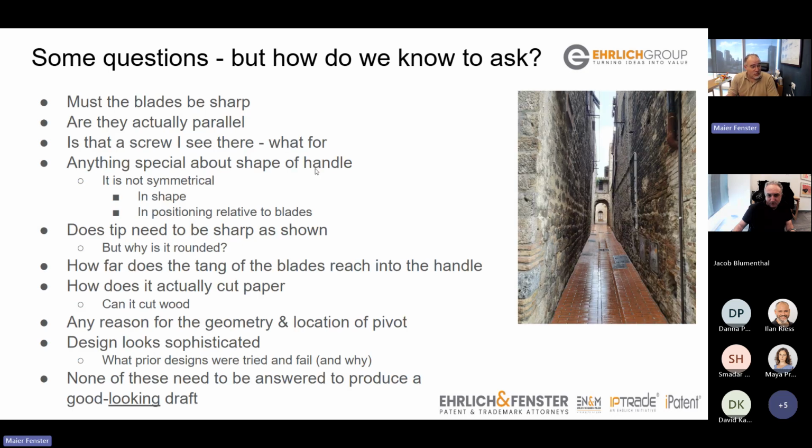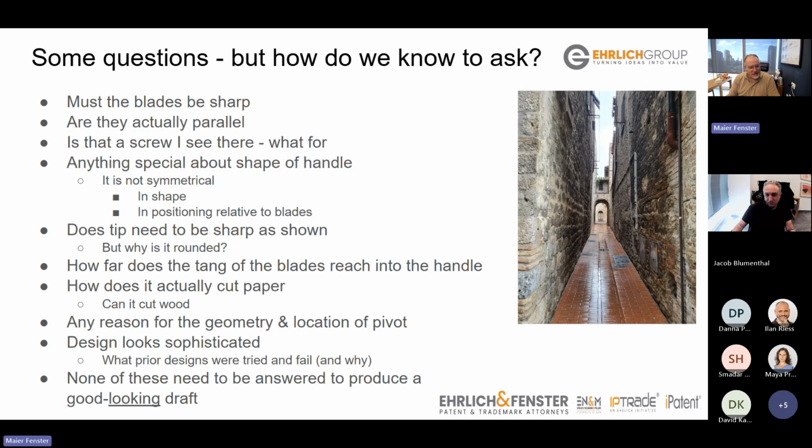So here's some questions that I would want to ask after looking at the disclosure. And these questions, most of them, the client, the inventor actually know the answers. But if we don't ask, we won't know. Do the blades have to be sharp? Do they have to be parallel? Is there a screw? Why is there a screw there? That's a very interesting shape of the handle. What's so special about this shape? We have a sharp tip, but it's a bit rounded. Why? We don't see the overlap between the metal and the handle. How far in does the metal go into the handle?